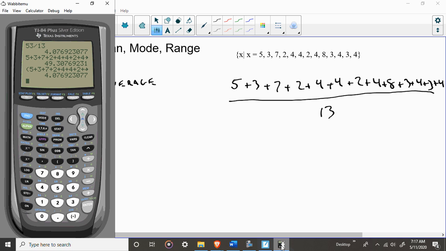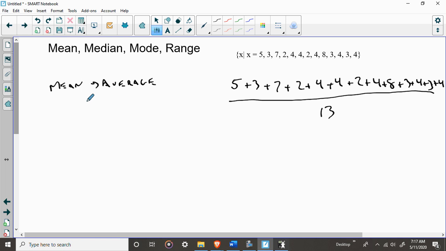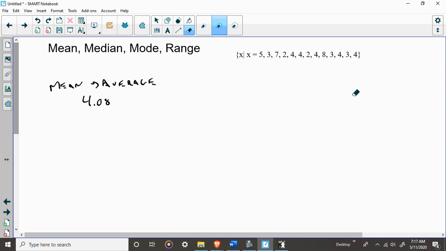So your average for this one was 4.07, I believe, right? 4.07, 4.08. Okay, and round to whatever you feel appropriate. I don't believe your problems for your homework tonight are going to have anything where there's decimals.